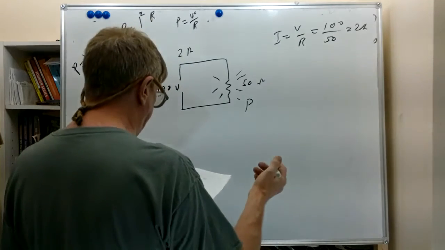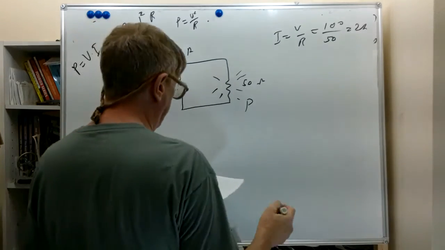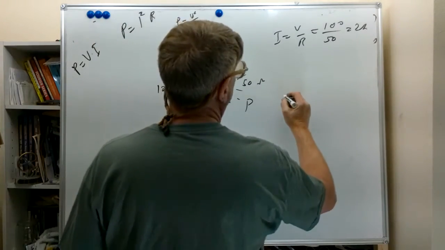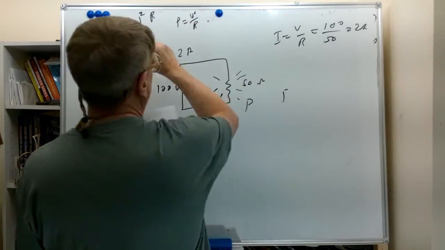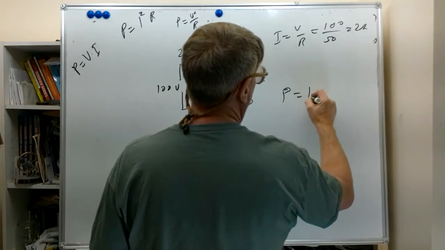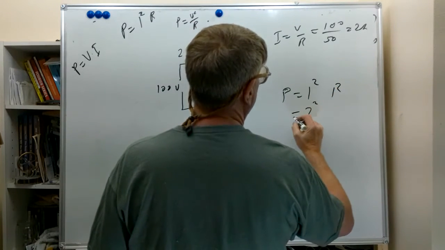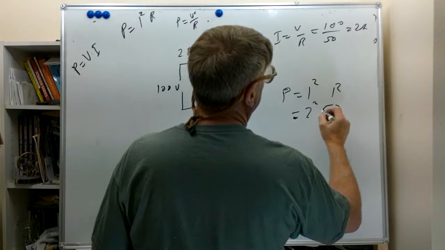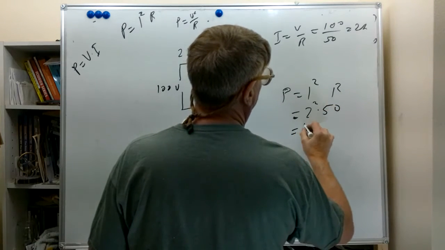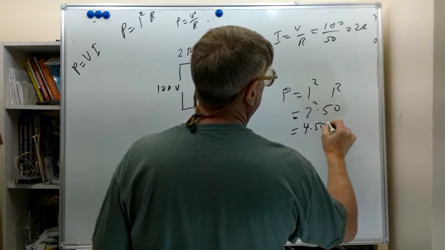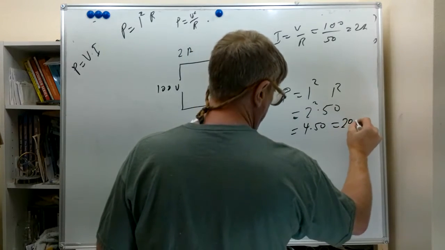Anyway, so we have the 2 amps, the 100 volts. So we're going to use this formula. Power equals I squared R. We're going to put the 2 amps, 2 squared, times 50. So this is 4 times 50. This gives us 200 watts.